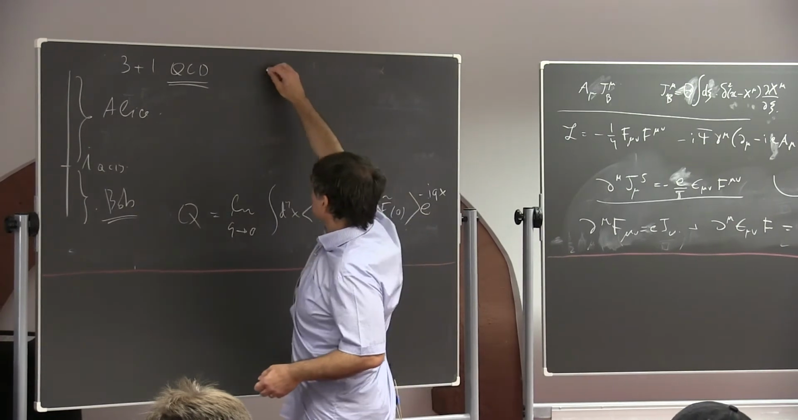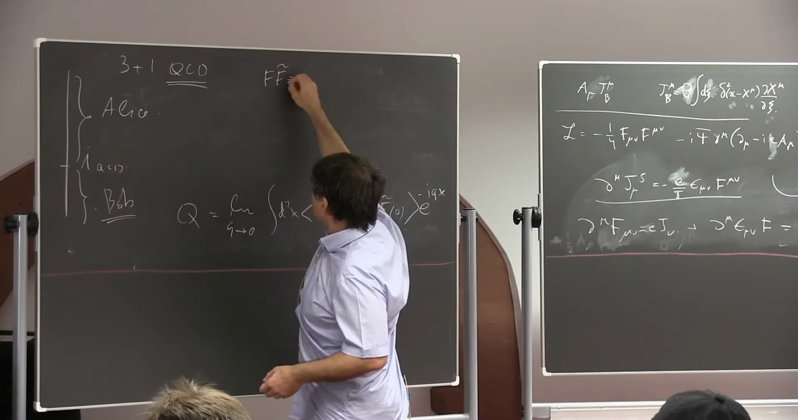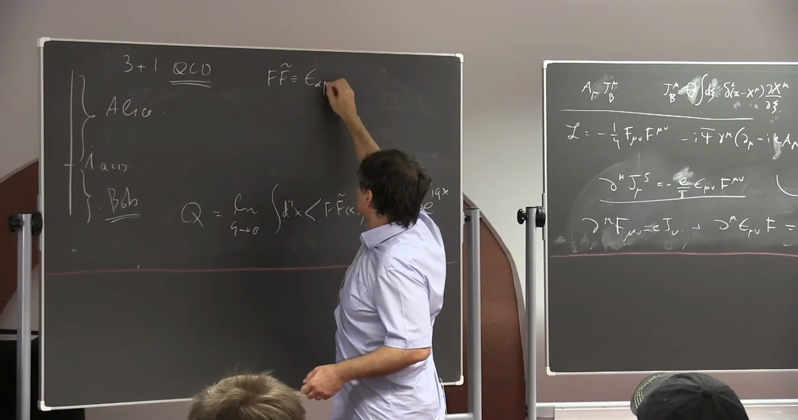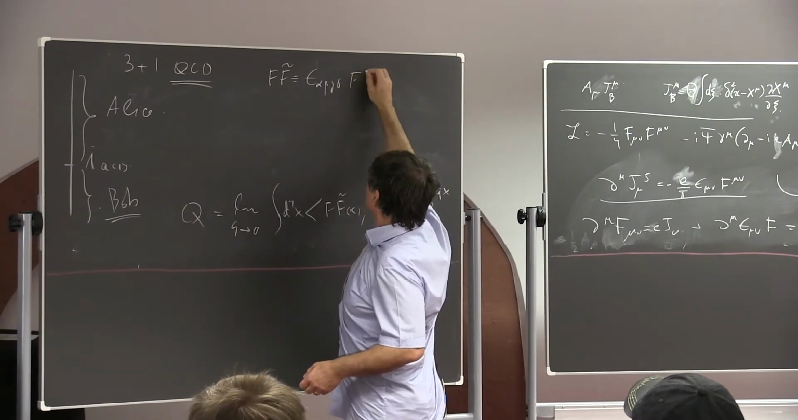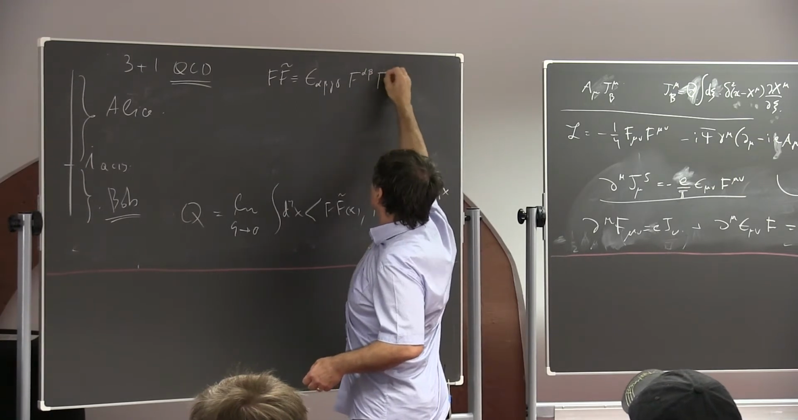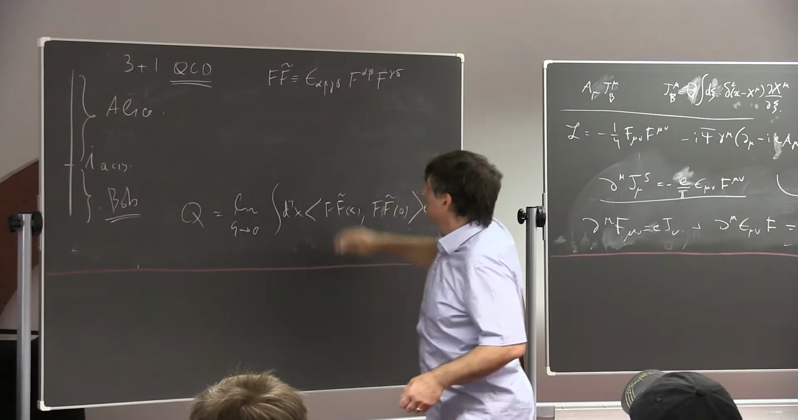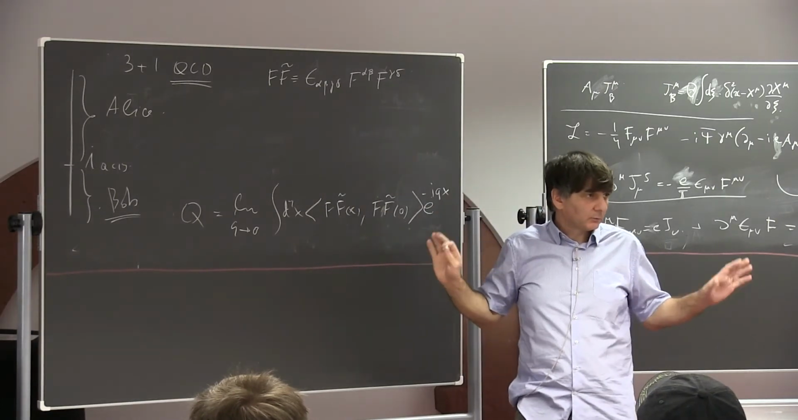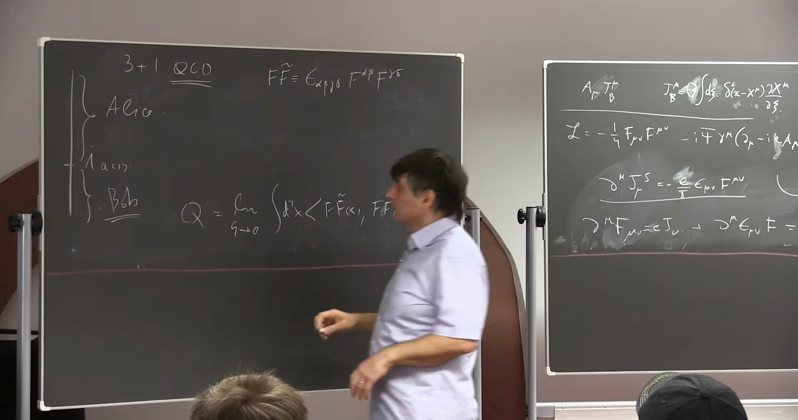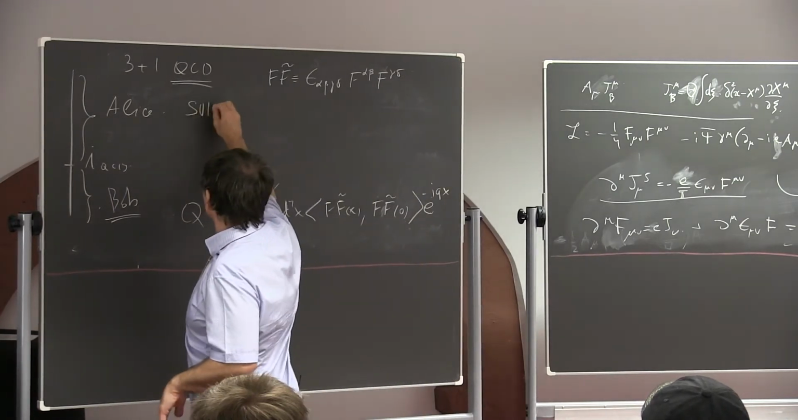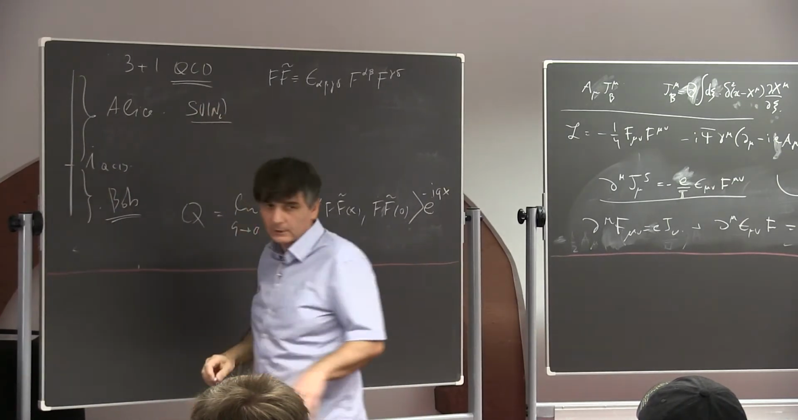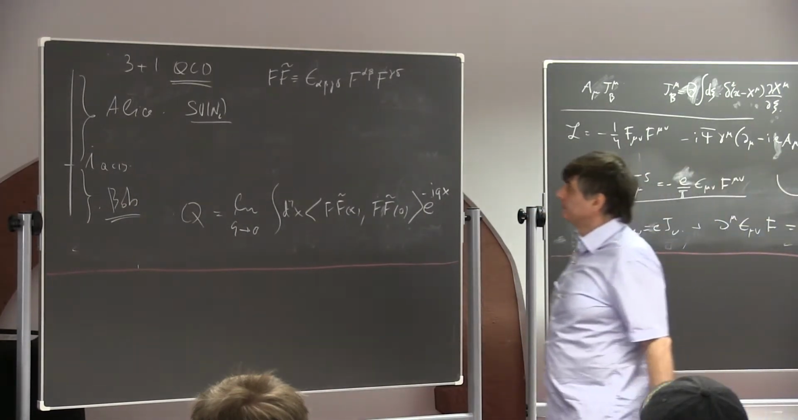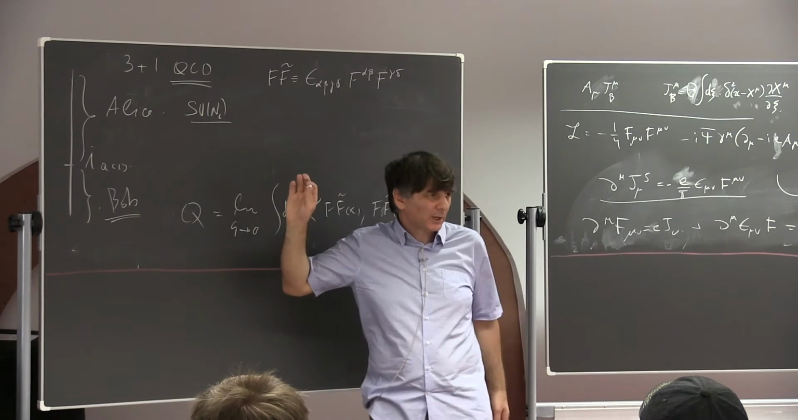So F F dual is a dual field strength, right? Okay, dual field strength. F is the normal non-abelian field strength of a QCD theory. For simplicity, we can consider SU(N) color QCD with N colors. It doesn't have to be 3 necessarily. I will not discuss large N QCD.